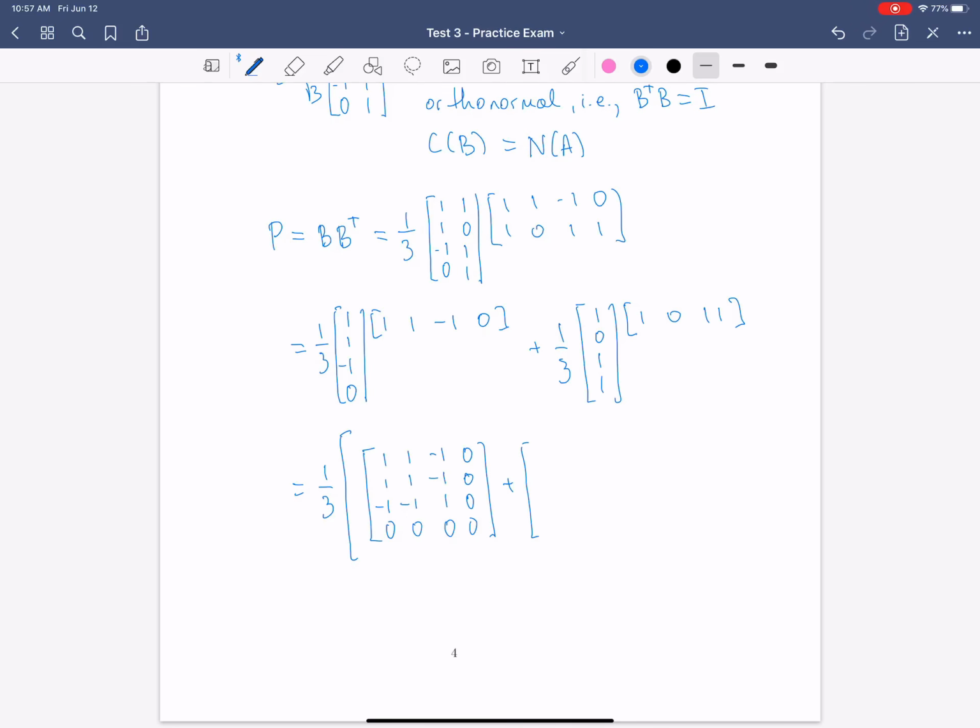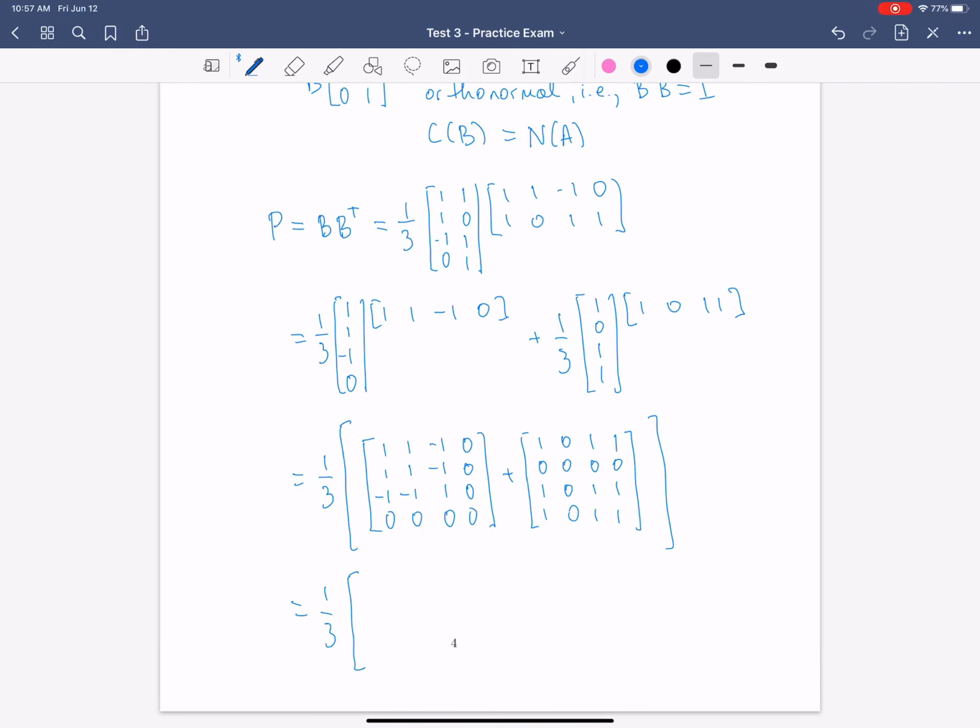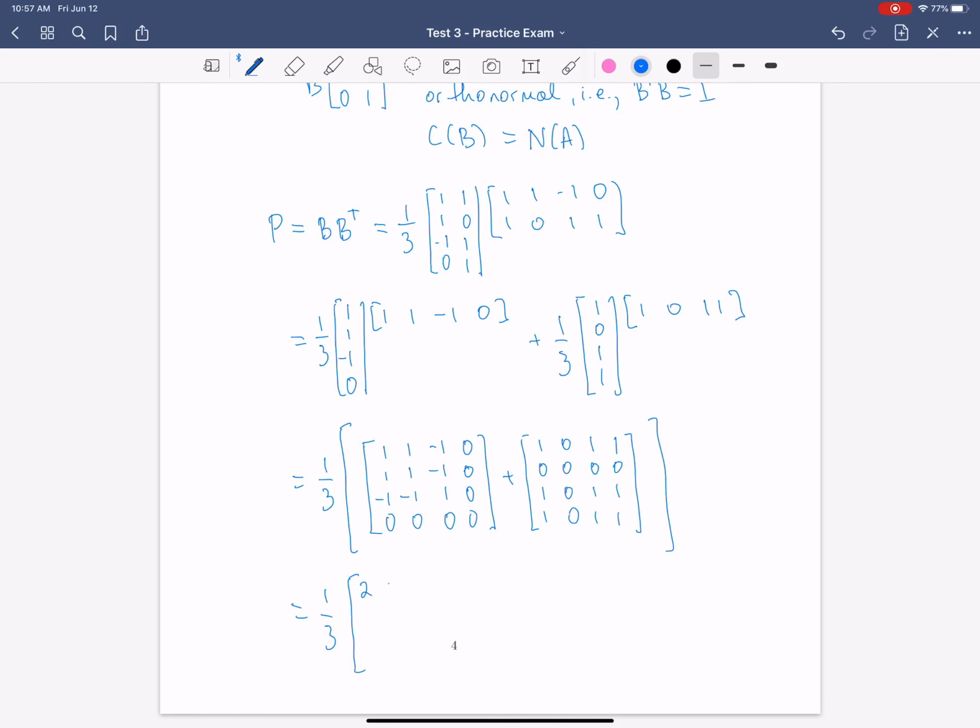Plus, what comes from the second matrix is 1, 0, 1, 1, 0, 0, 0, 0, 1, 0, 1, 1, 1, 0, 1, 1. They are both symmetric matrices, and so I have a third of. I add things up, so I have a 2 here, a 1 there, a 0, and a 1. Then I have 1, 1, negative 1, 0. Then I have 0, negative 1, 2, 1, and 1, 0, 1, 1.